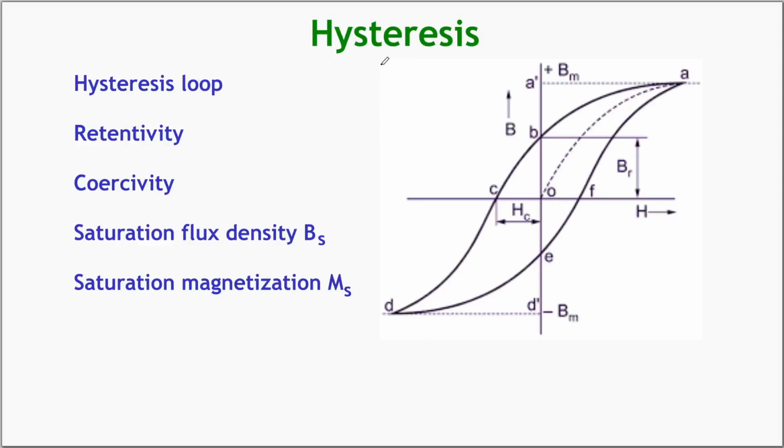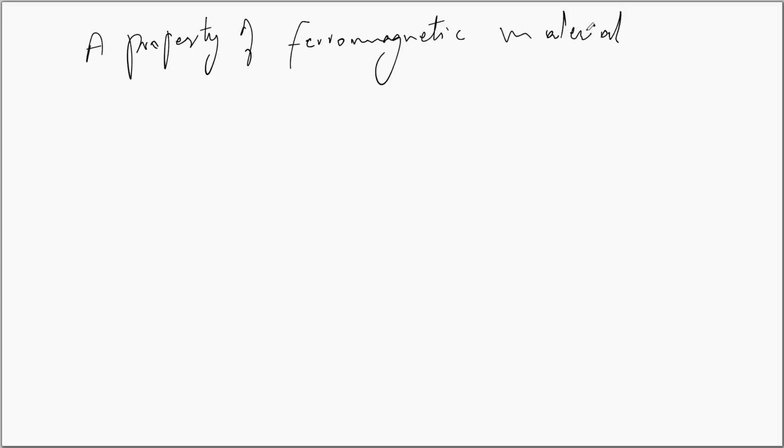Hello, welcome back. In this video we will discuss the hysteresis in magnetism. A typical property of ferromagnetic material is hysteresis. So it is essentially a property of a ferromagnetic material. Hysteresis may be defined as the lag in the change of magnetization behind variations of the magnetic field.